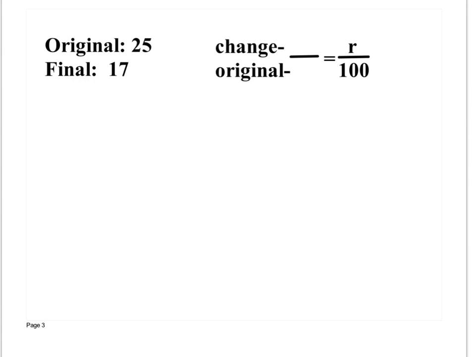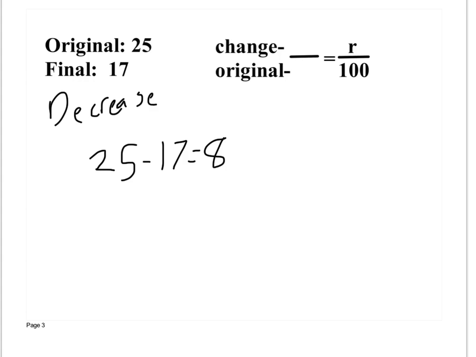All right, we have original 25. We have a final of 17. Is this an increase or decrease? Decrease. So what we do is we find our change. How much does this change? So we take our original minus the final because it's a decrease, which would be 8. Okay. So we have 8 over the original. The original is 25. So then we cross multiply.